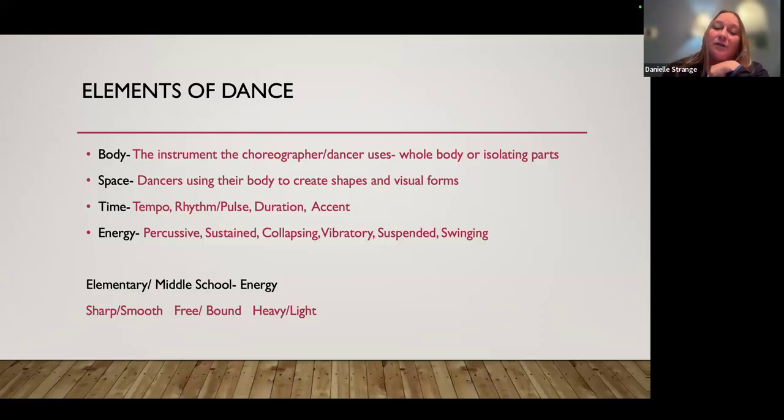For middle school, sometimes it just depends, but I will introduce the percussive and sustained. But for elementary and middle, for energy, I usually try to stay to this because it's a little bit easier for them to understand. So sharp, smooth, free, bound, heavy, light.